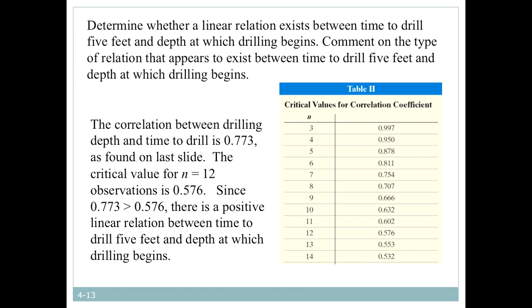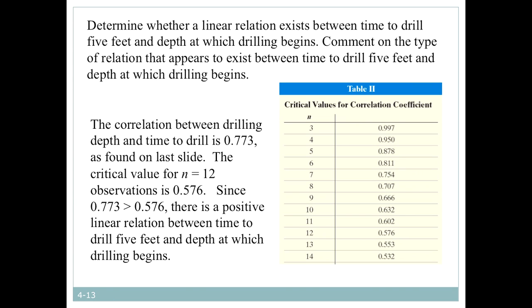So if we take a look at the example that we had, we want to determine if a linear relation exists between the time to drill 5 feet and the depth at which the drilling begins. So we know that the correlation that we found between the two variables was somewhere around 0.773. This is a rounded value. That was found on the previous slide. And if we take a look, we have 12 observations in our data. Okay, so we're just going to look on our Table 2. This is a little screenshot of Table 2. And if you look at sample size 12, you'll see that the critical value is 0.576.